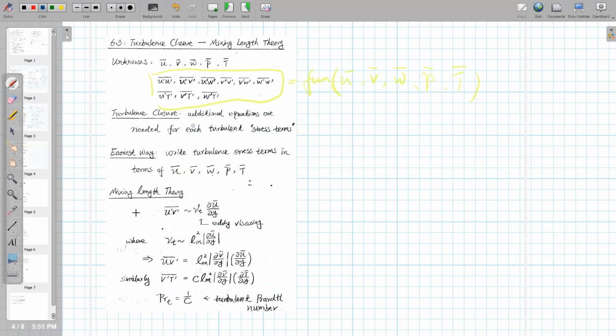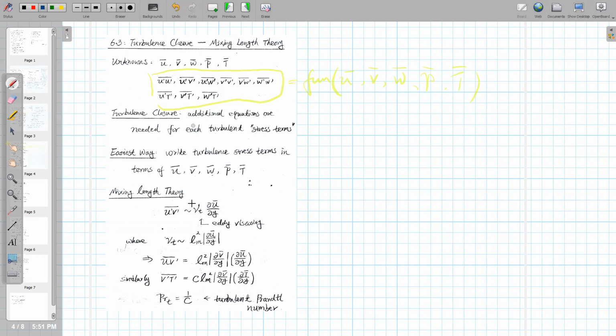Based on this, the most simple way to do the turbulence modeling is the so-called mixing length theory. I won't give you too many details of how this theory is developed, or what physics is behind it. I will just give you the final result.